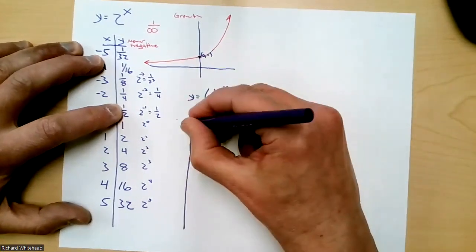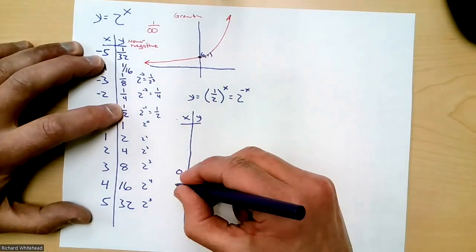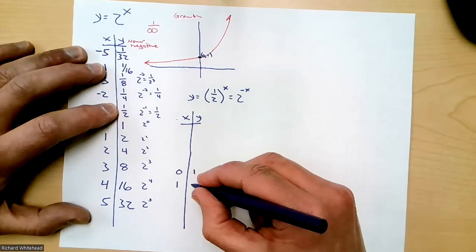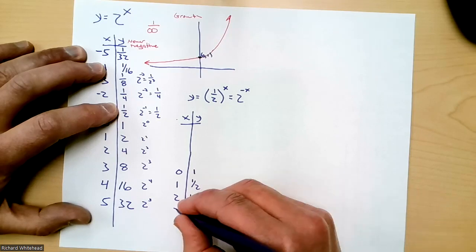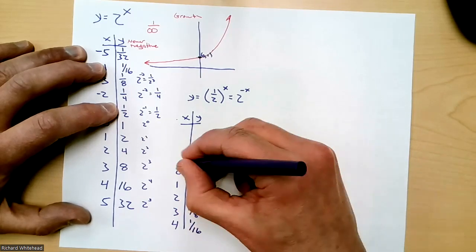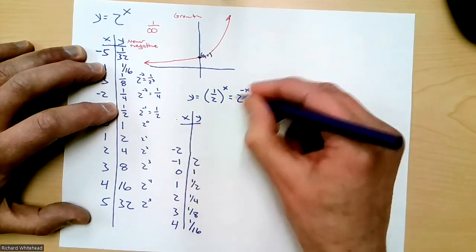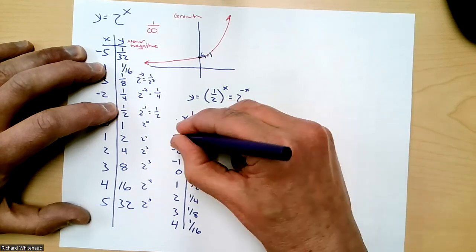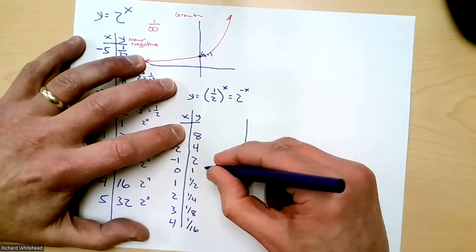So if I put in 0, I still get 1. But if I plug in 1, that becomes the 1/2. And then if I plug in 2, so it basically flips everything. If I plug in -1, that would become 2 to the +1. If I plug in -2, 2 to the positive 2, and so on. So basically everything's flipped.